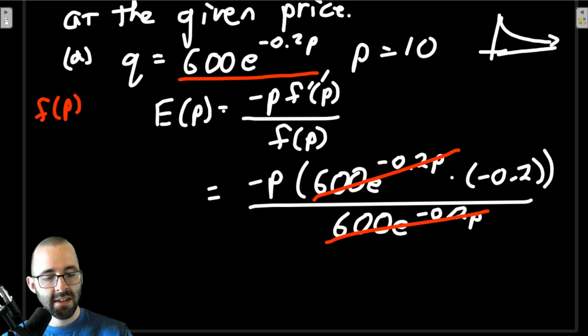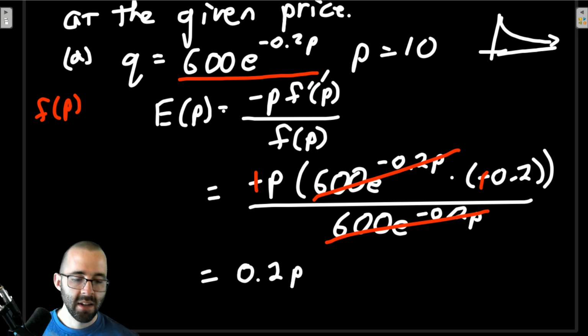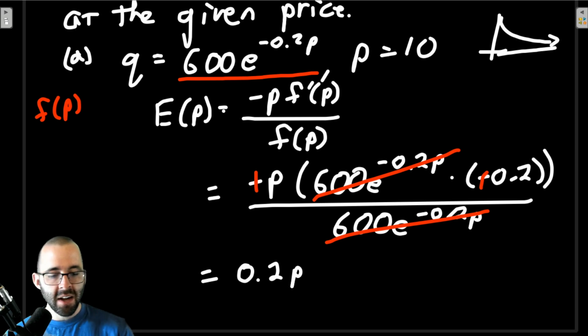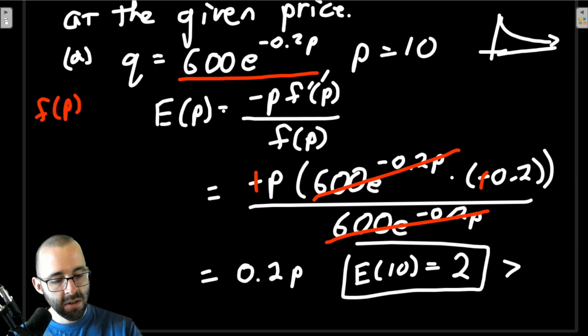The function itself is on the top and the bottom. That can cancel. And we have a negative times another negative. The elasticity of this demand function is actually pretty straightforward. It's just 0.2 times P. The elasticity of demand when P is equal to 10, right? So elasticity when P is equal to 10 is 0.2 times 10, which is 2. And notably, this number is bigger than 1.